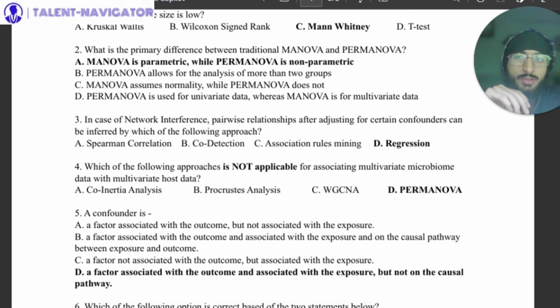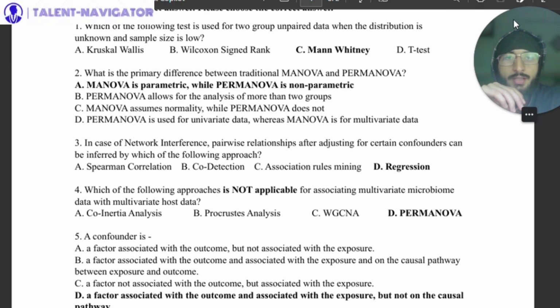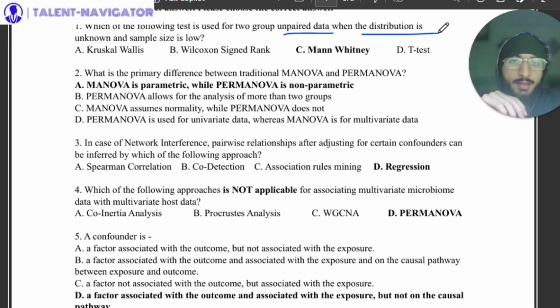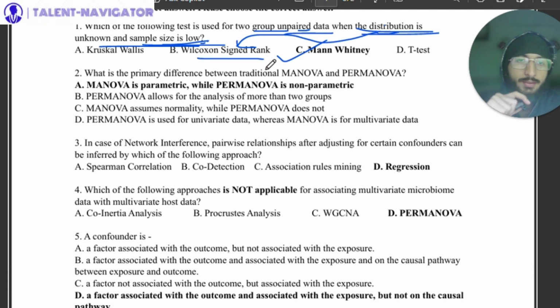Now I'll look at some questions that are related again. Which of the following tests is used for two group unpaired data, where the distribution is unknown and sample size is low? That is Mann-Whitney U test. When we have two group unpaired data, when the distribution is known and the sample size is large, the distribution basically would be normal, since the sample size is large according to the central limit theorem. So in that case, our answer would be Wilcoxon signed rank test.